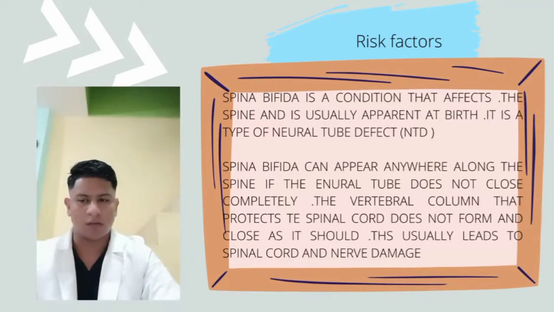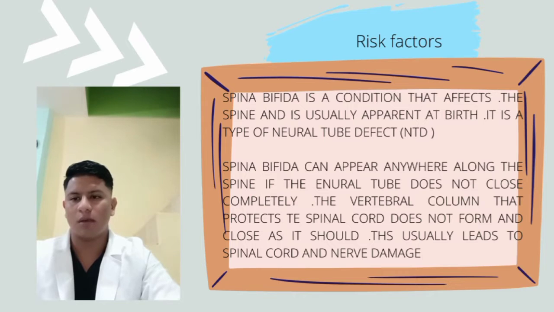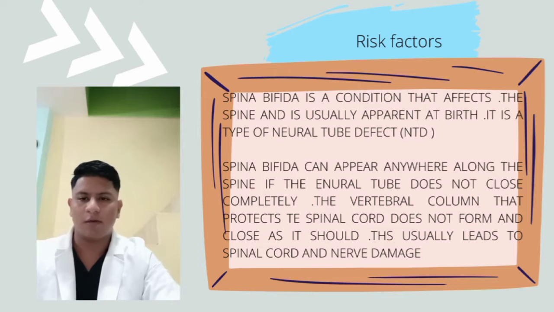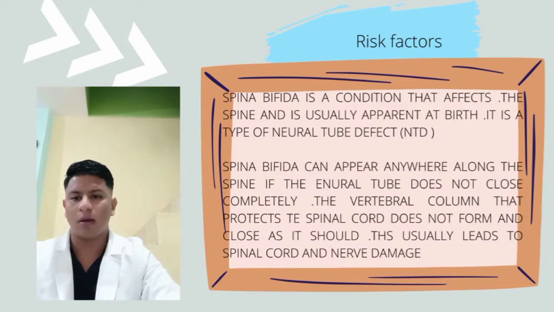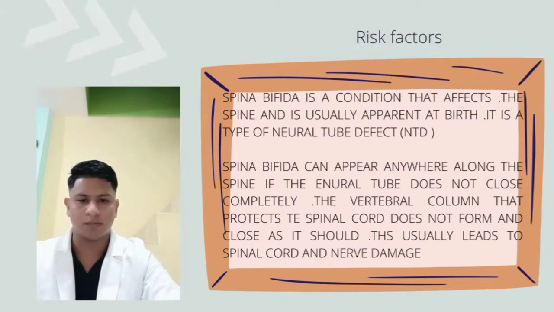Concept and risk factor. Spina bifida is a condition that affects the spine and is usually apparent at birth. It is a type of neural tube defect. Spina bifida can appear anywhere along the spine. The neural tube does not close completely, so the vertebral column that protects the spinal cord does not form and close, and in short, this usually leads to spinal cord and nerve damage.